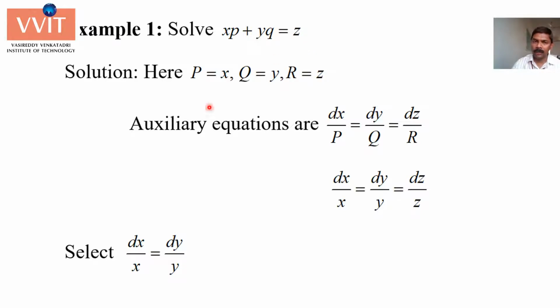After comparison, first we will write the values of P, Q, R. Once we have written the P, Q, R values, then we write the auxiliary equations. What are the auxiliary equations? dx by P, dy by Q, dz by R. So we substitute the P, Q, R values, which are x, y, z. From here selection starts. First I select the first member and second member. Why can I go with 1, 2? There is no involvement of z in this. So I have selected 1, 2.